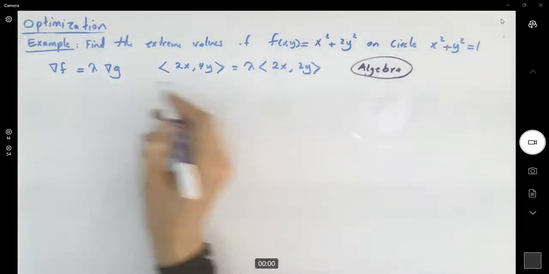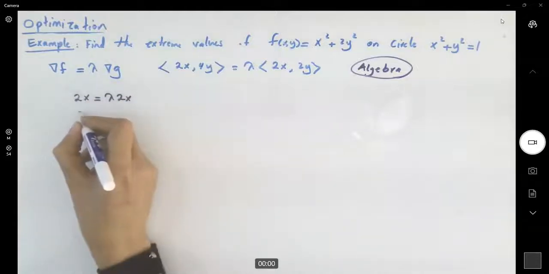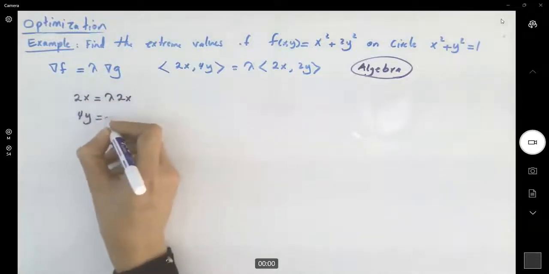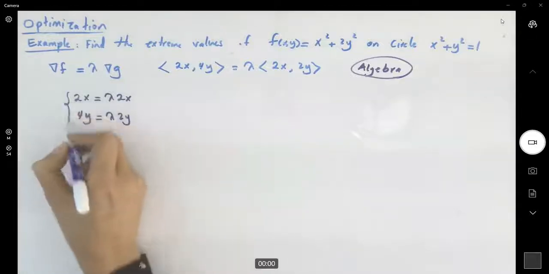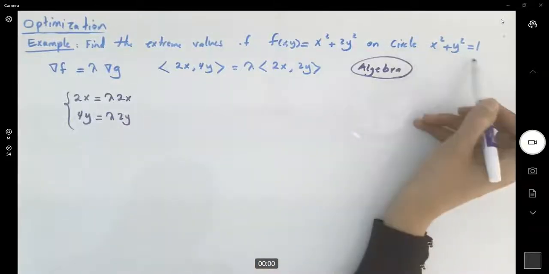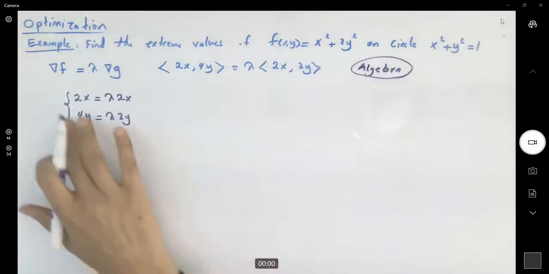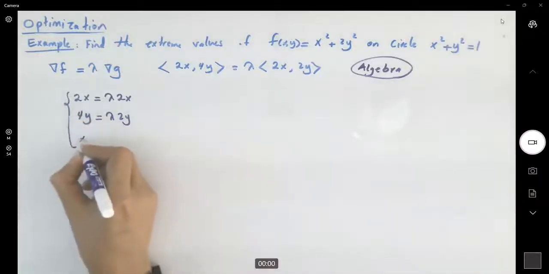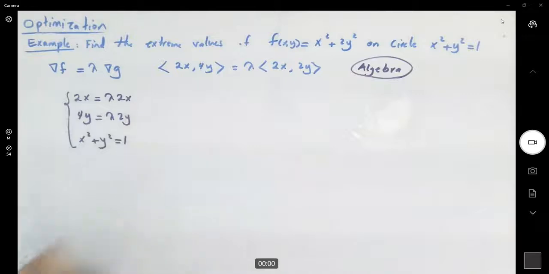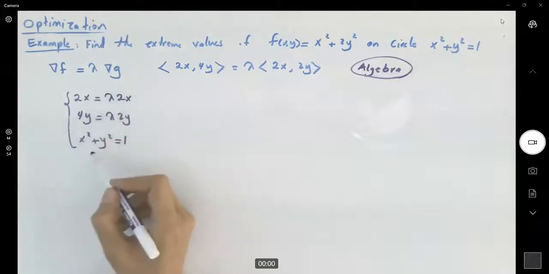So what do we have? We have 2x equals lambda 2x, and here you have 4y equals lambda 2y. Also note that you have a relation between x and y, x squared plus y squared equals 1. Keep that in mind, you have the third equation as well. Let's check each one of these one by one.